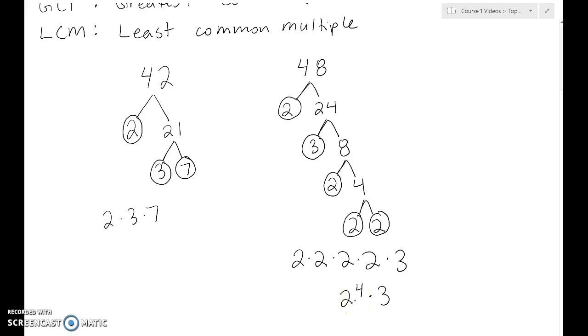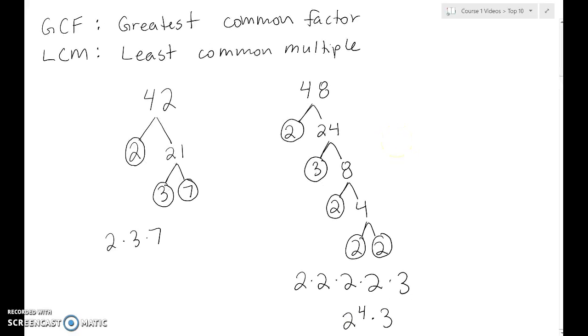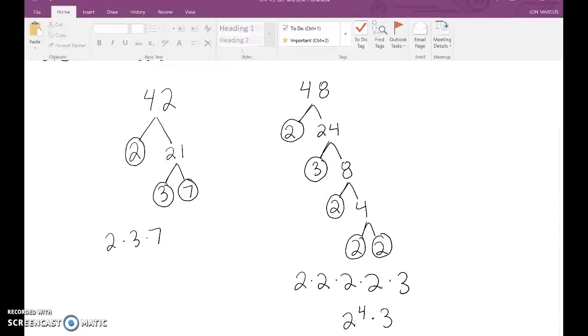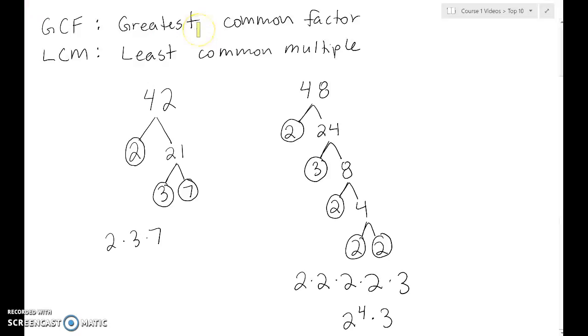Now, what does this have to do with the greatest common factor and least common multiples? Well, we can find them in these prime factors. If we find the common factors that they share, the factors in the circles here, they both share a factor of 2. 48 has more factors of 2, but 42 doesn't, so they only have one in common. And they share a factor of 3.